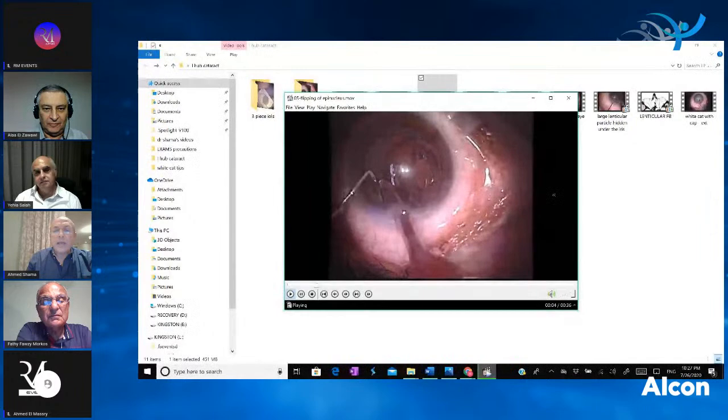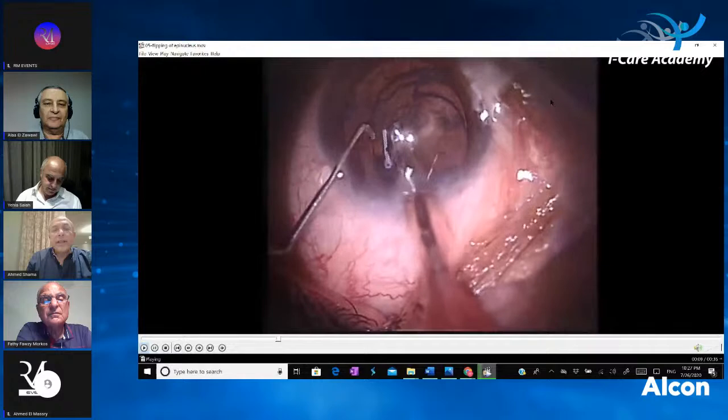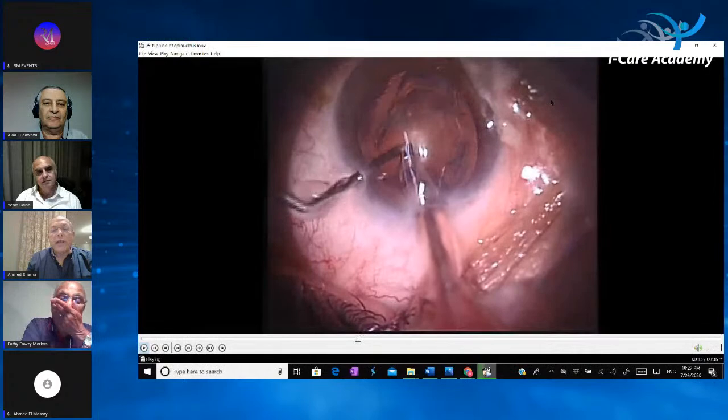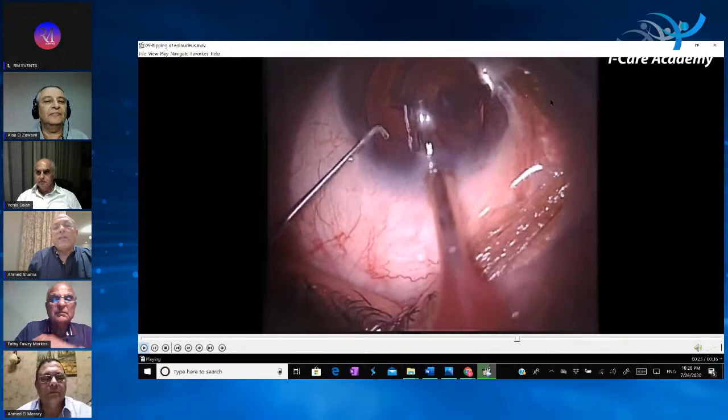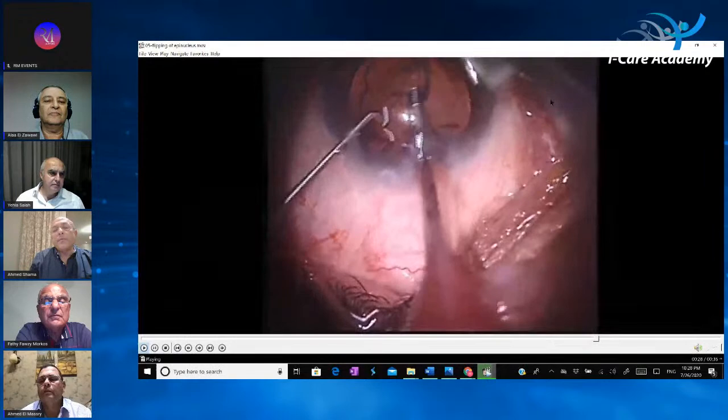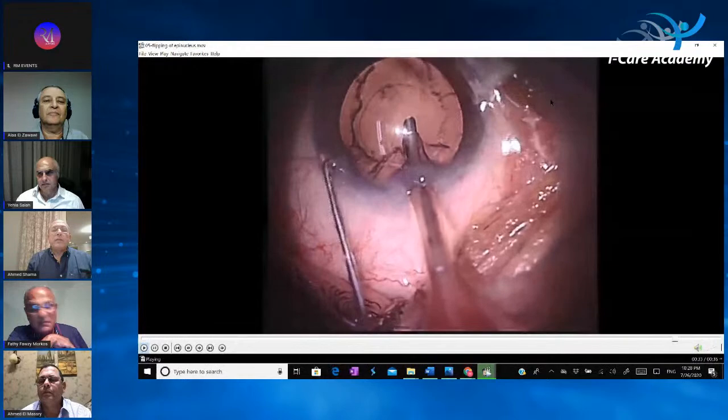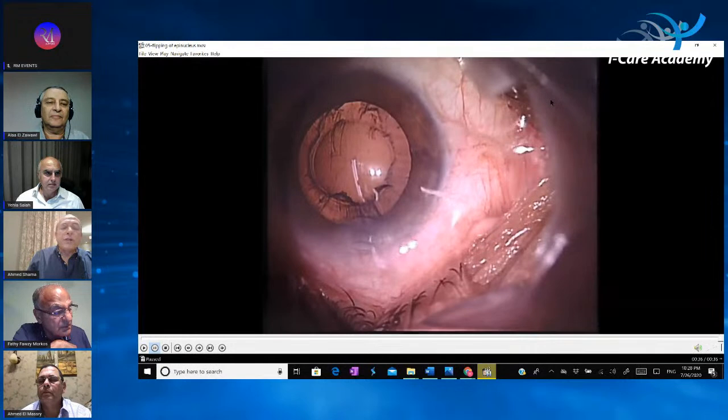Now I'm going to shift to a technique that I usually do. If you have a soft cataract like this and you cannot crack it, it's very soft to crack, and you cannot do anything, and you are afraid to use the phaco, I found this technique useful: pushing the epinucleus with the chopper, like a back somersault technique, pushing it to get it into the anterior chamber.